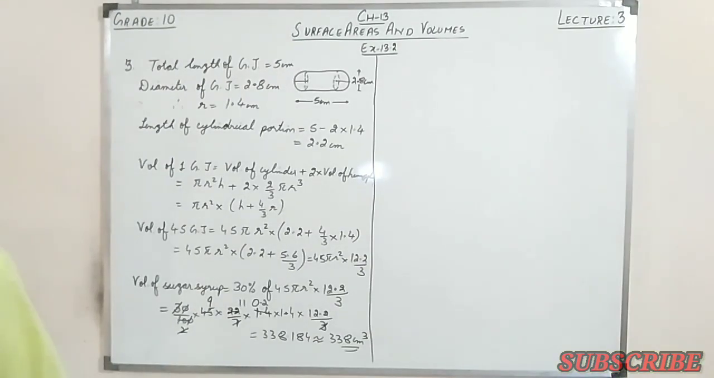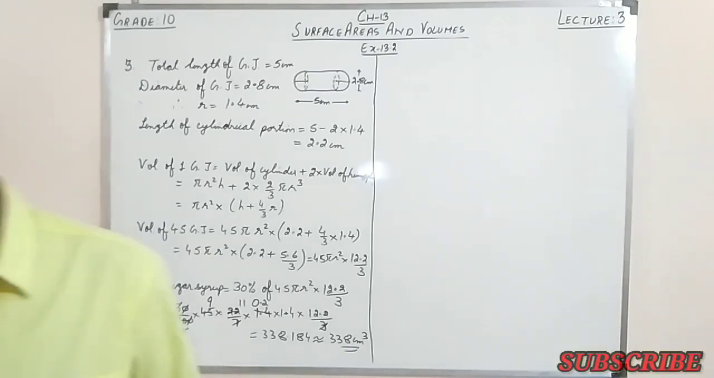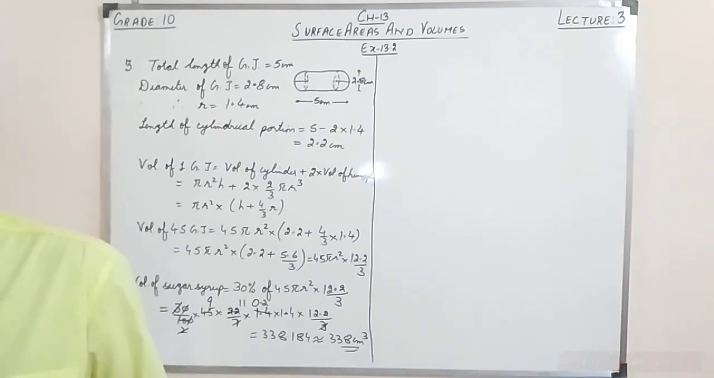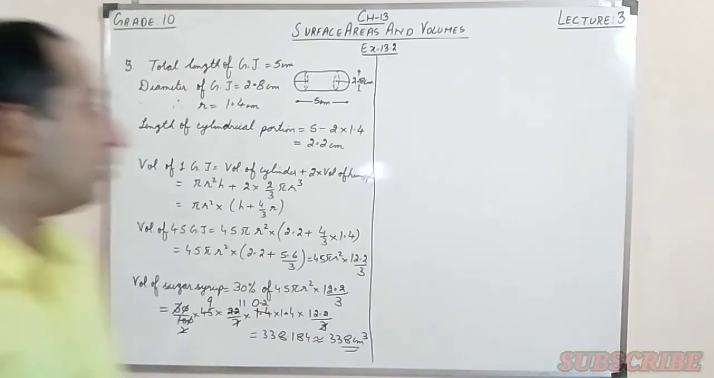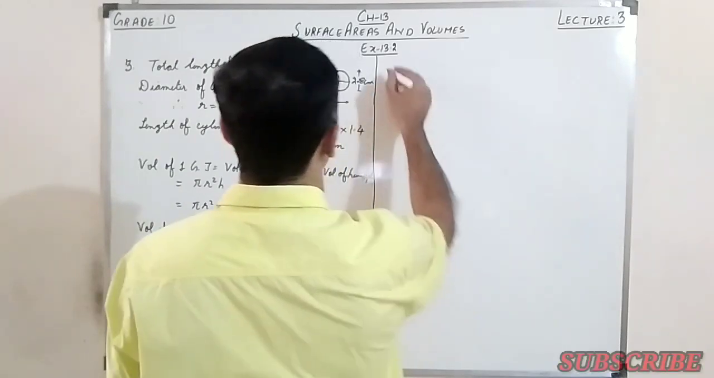And question number 4 is given: a pen stand made of wood is in shape of a cuboid with 4 conical depressions to hold pens. The dimensions of the cuboid are 15 cm by 10 cm by 3.5 cm. The radius of each depression is 0.5 cm and the depth is 1.4 cm. Find the volume of the wood in the entire stand. Now let's draw the diagram first.